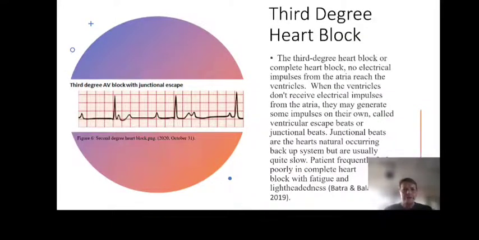Third-degree heart block, or complete heart block: no electrical impulses from the atria reach the ventricles. When the ventricles don't receive electrical impulses, they generate some impulses on their own, called ventricular escape beats or junctional beats. Junctional beats are the heart's naturally occurring backup, but are usually quite slow. Patients frequently feel poorly in complete heart block, with fatigue and lightheadedness.